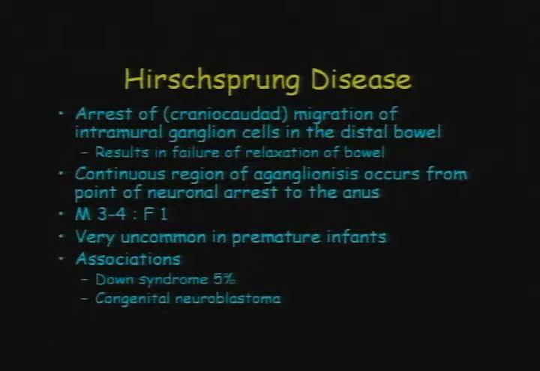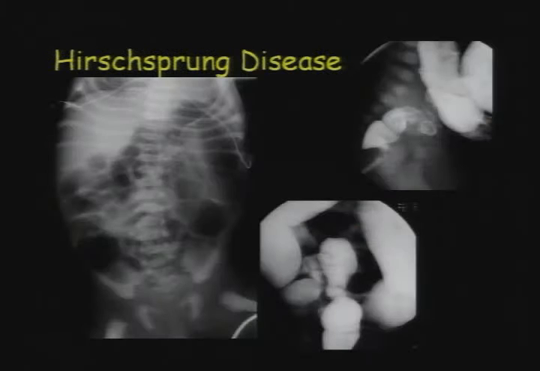Hirschsprung's disease is arrest of the craniocaudal migration of ganglion cells into the distal bowel. So if you don't have ganglion cells, your bowel cannot relax. Because the cells migrate from cephalad to caudad, wherever they stop, there are no ganglion cells beyond that to the level of the anus. It's more common in boys. It's very uncommon in premature infants. And it's more common in children with Down syndrome and also children with congenital neuroblastoma.